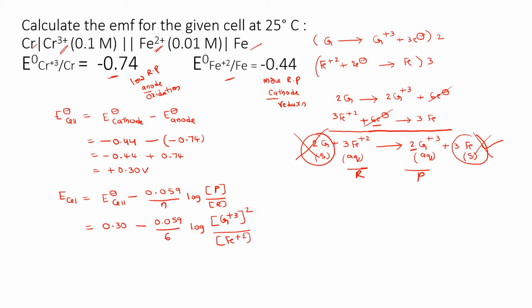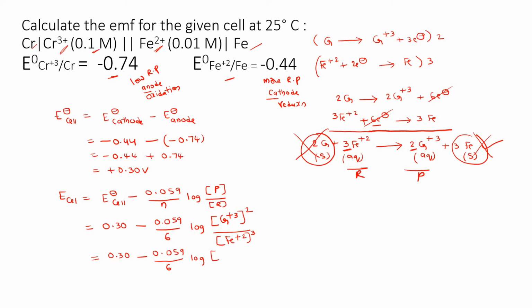Fe plus 2, 3 moles are there, right? Take as a power as 3. Now after this what happened? Next some more substitution part is there. 0.30 minus 0.059, isn't it? Divided by again 6 log concentration of chromium plus 3 is how much given?